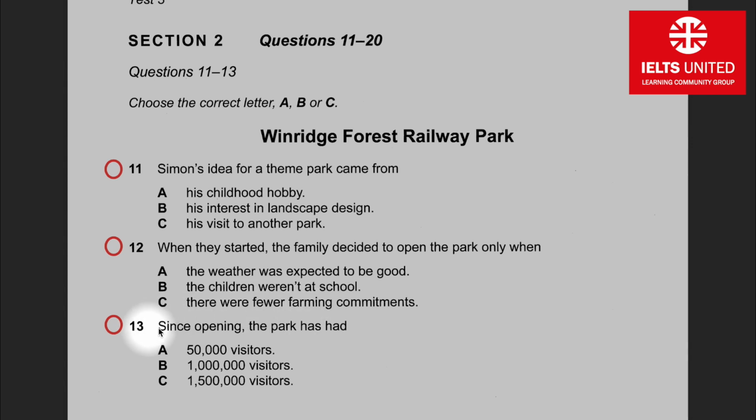Finally, question 13. Since opening, the park has had 50,000 visitors, 1 million visitors, and 1.5 million visitors. So as I said in the previous section, if we're given a clear choice of numbers like this, we should be careful because it's likely that we'll be given the number in different forms, or that we'll be given a number that's not related to the answer to try and confuse us. So we have to listen carefully. It could be more than one. Okay, let's start. Now listen carefully and answer questions 11 to 13.